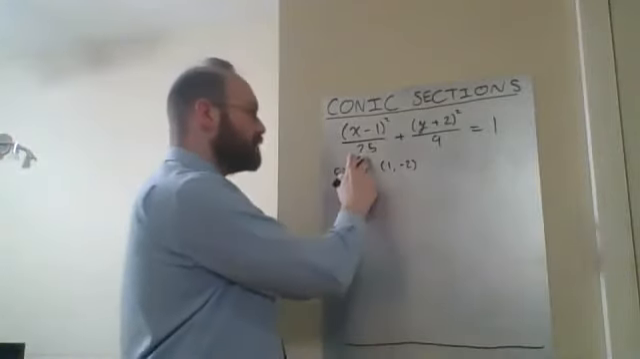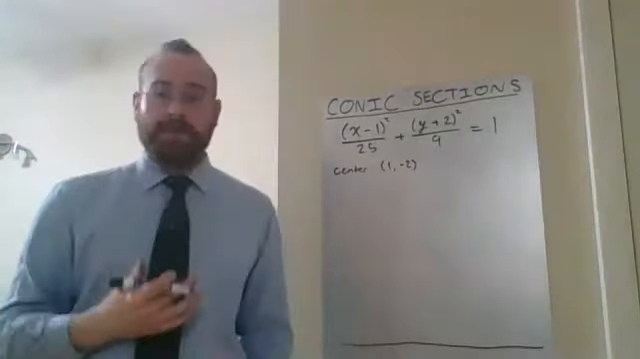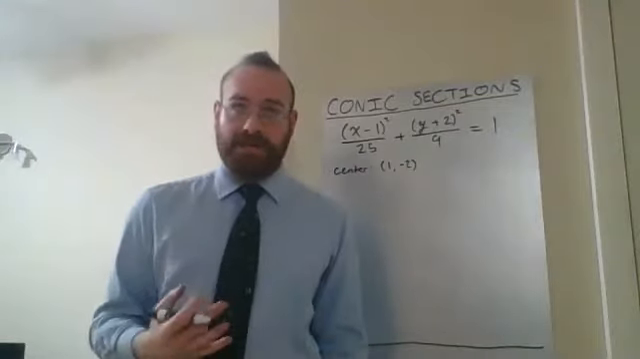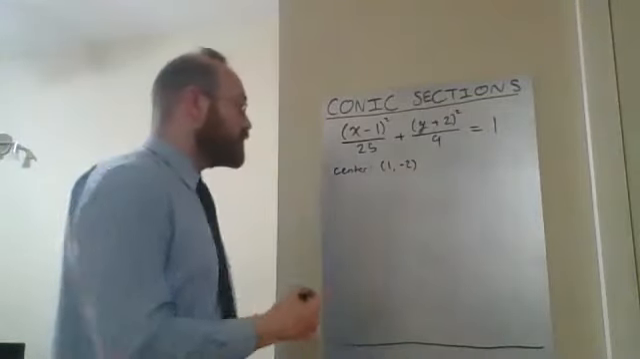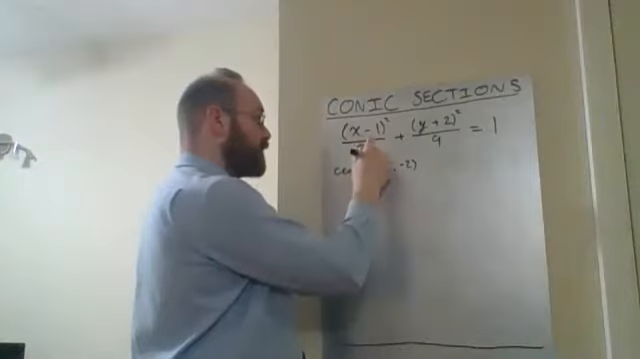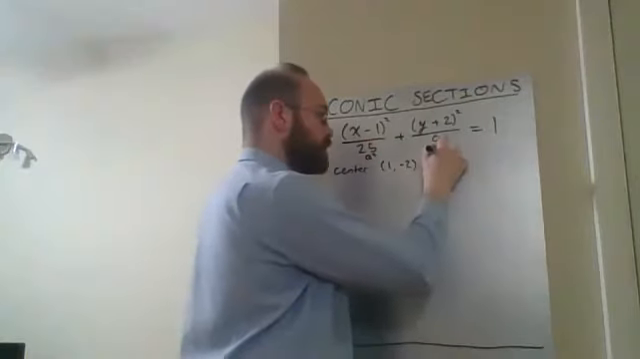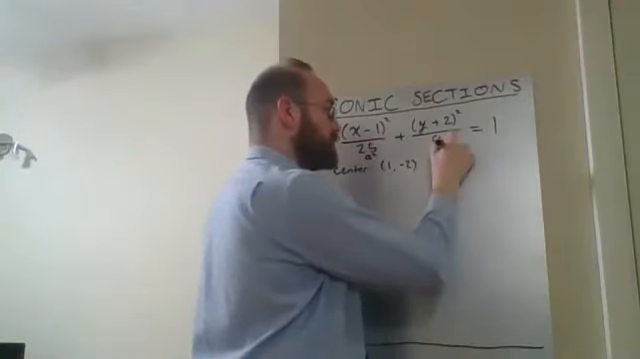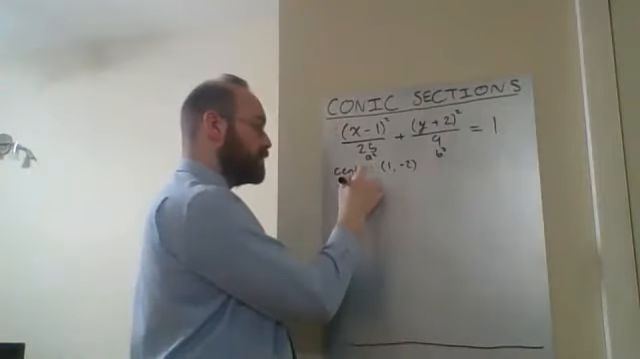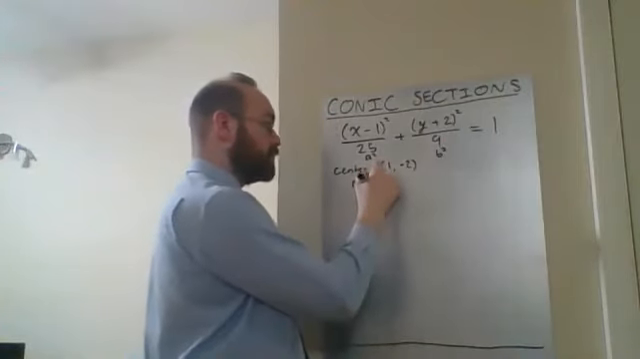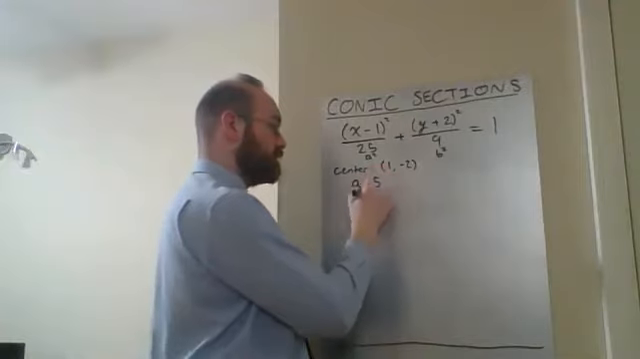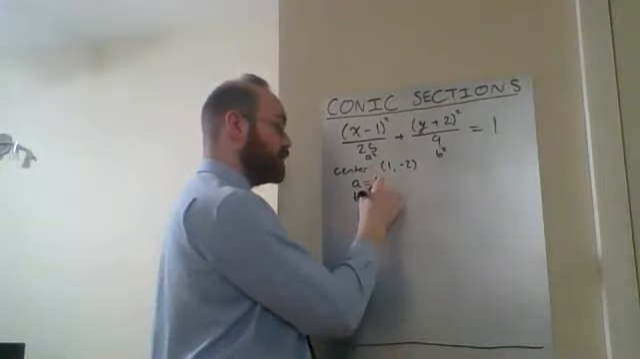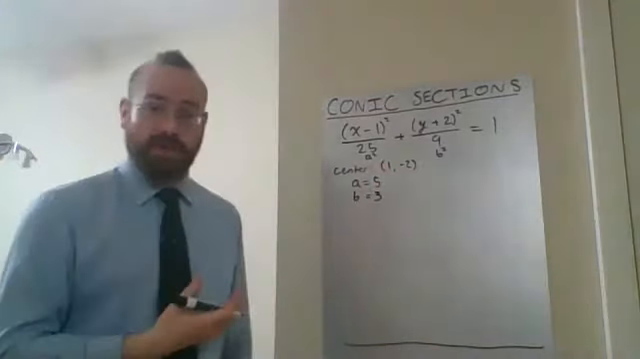Then we have to compare 25 and 9. Whichever one is bigger gets to be called A squared specifically. So that means 25 is A squared and 9 is B squared. So A is equal to 5 and B is equal to 3. Pretty straightforward so far.